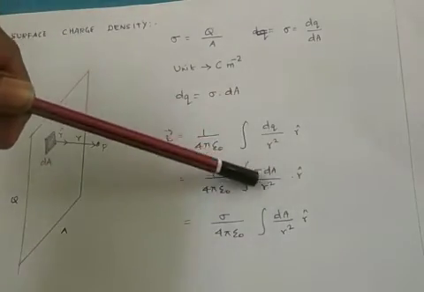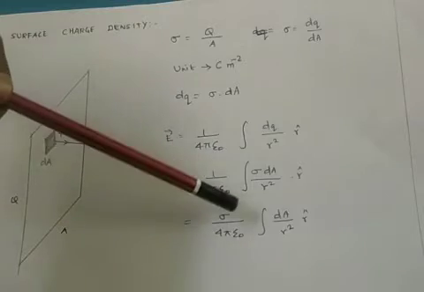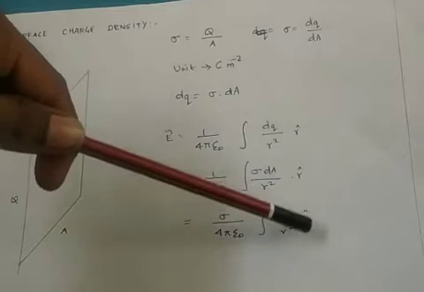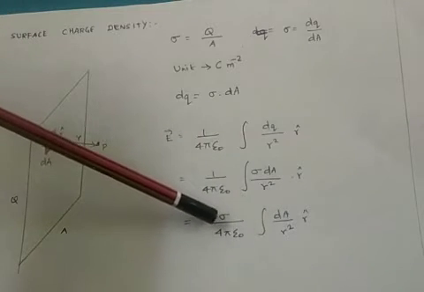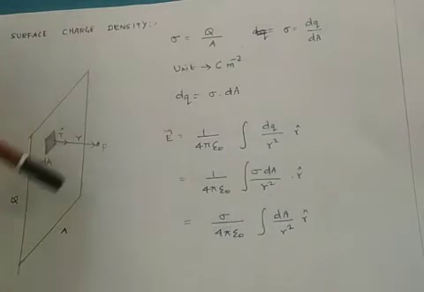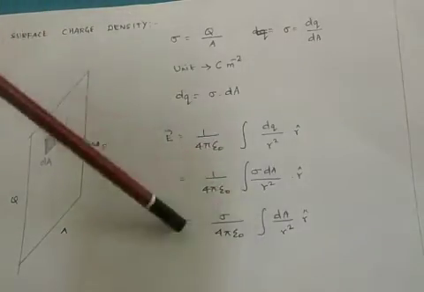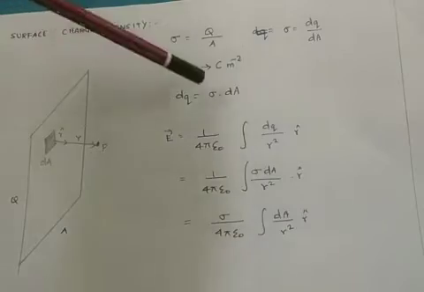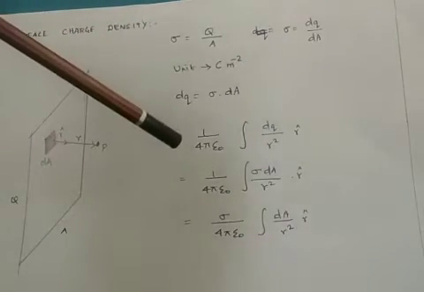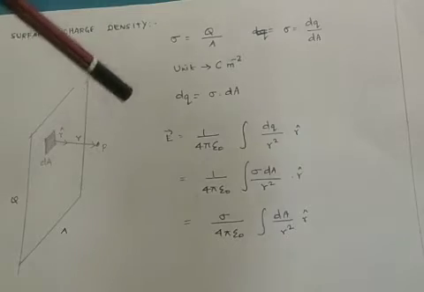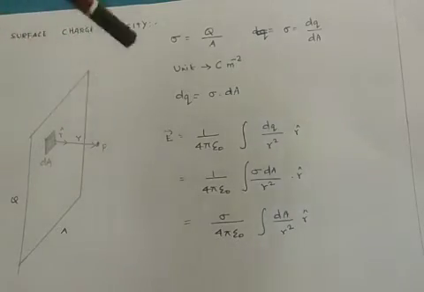Taking the constant of proportionality outside, sigma divided by 4 pi epsilon naught integration of dA divided by r square r cap. Here the constant of proportionality, sigma, means the amount of charge density. It is always constant only. That's why we have taken it outside of the integration symbol. So this is for a calculation of electric field due to continuous charge distribution in a surface area.